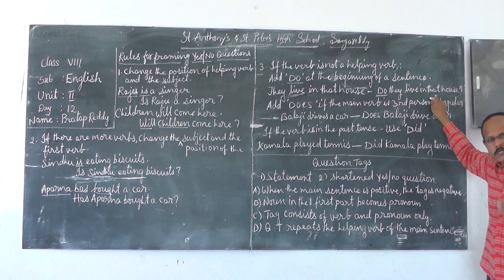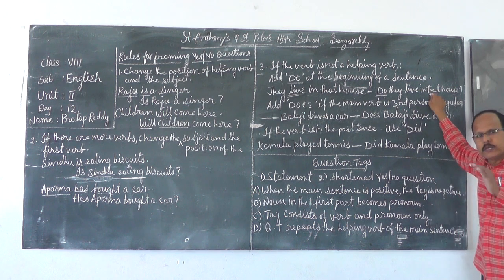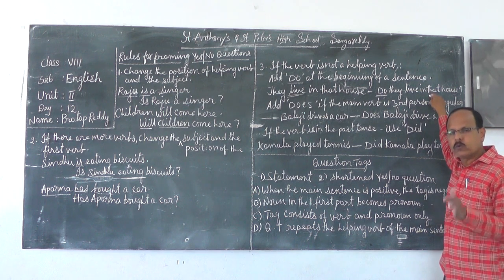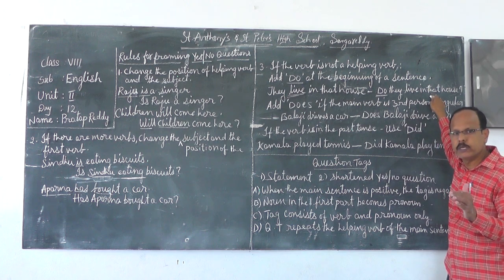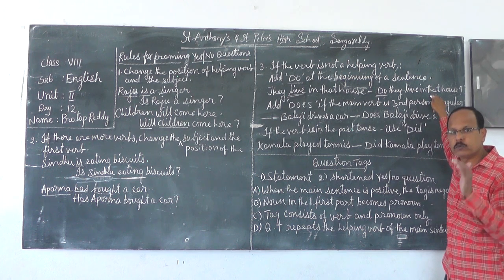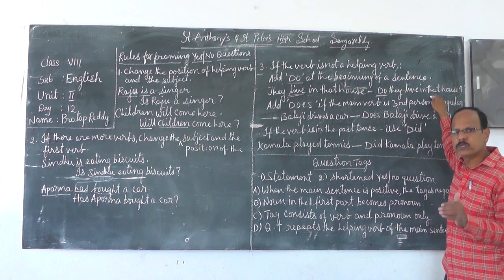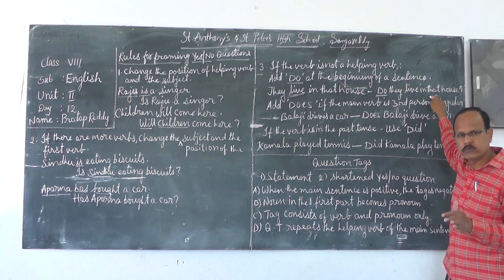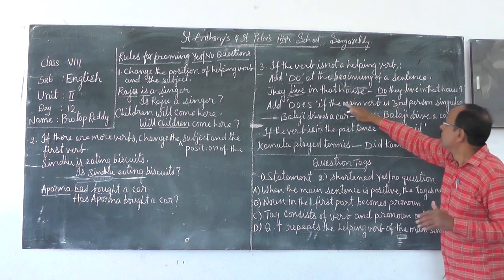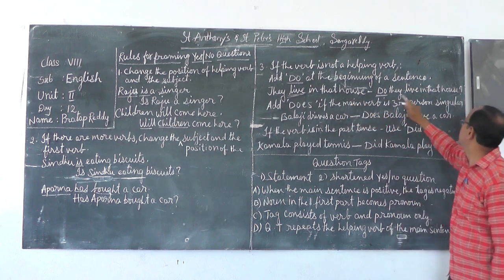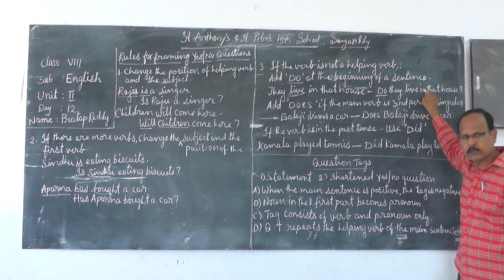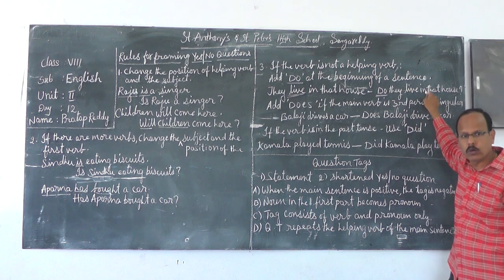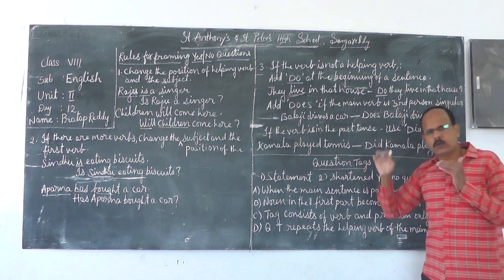Understood now? Listen once again. If there is no helping verb but only the main verb, and if the main verb happens to be in the present tense, verb 1, for framing questions, we have to use the word do. They live in that house. Do they live in that house? That is the question. Yes, they live in that house. No, they do not live in that house. Yes or no answers.